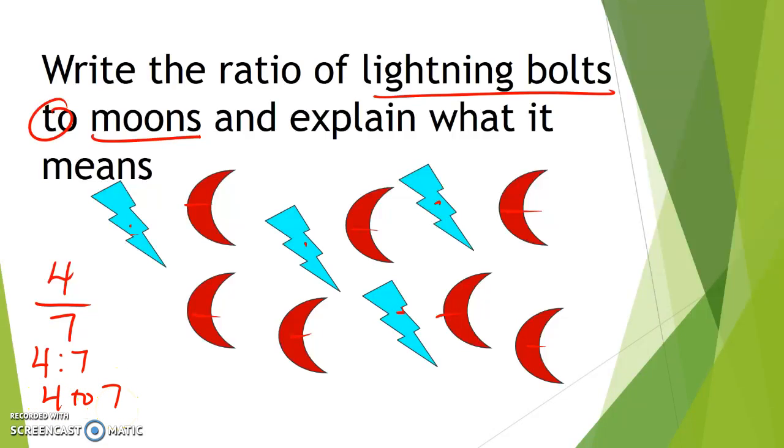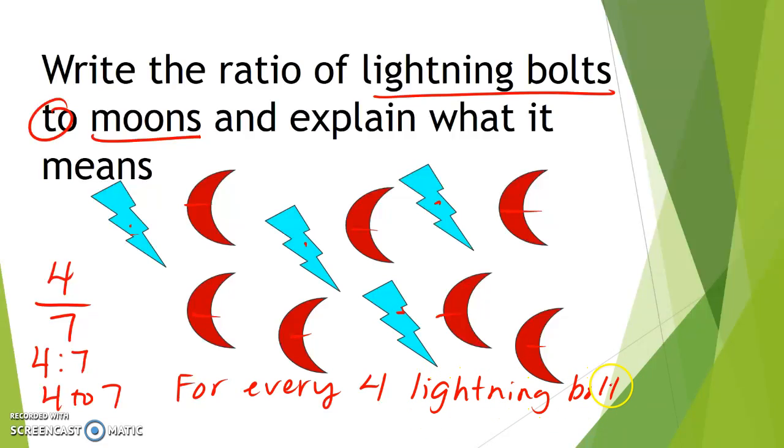Again, we want to explain what it means. So for every 4 lightning bolts, there are 3 moons. And that would be us explaining our ratio.